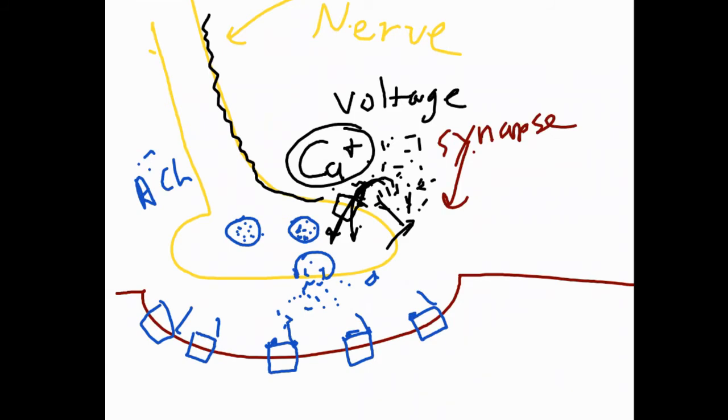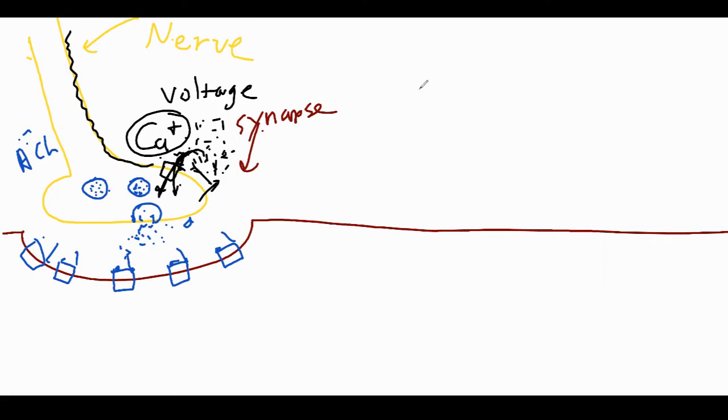Now, they're not opening to let acetylcholine through. Acetylcholine is just the signal for them to open. It's not a voltage regulated channel. It's a neurotransmitter mediated channel. So that acetylcholine is attaching and opening those up. So that begs the question, what is trying to get through?